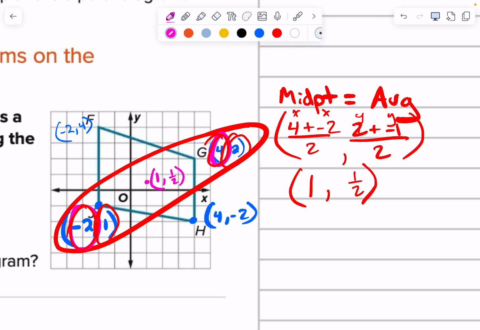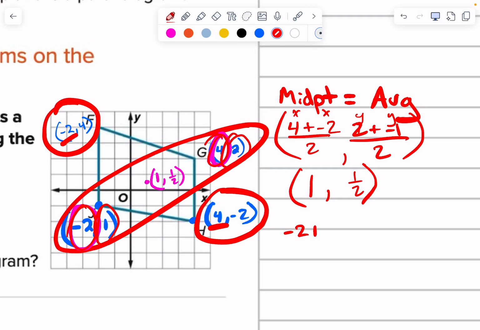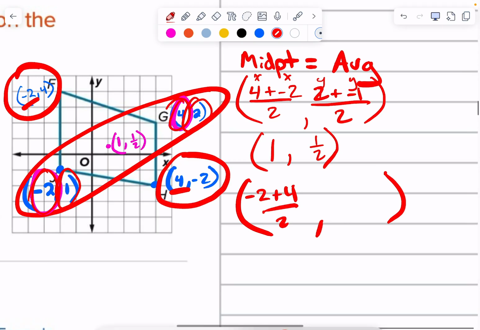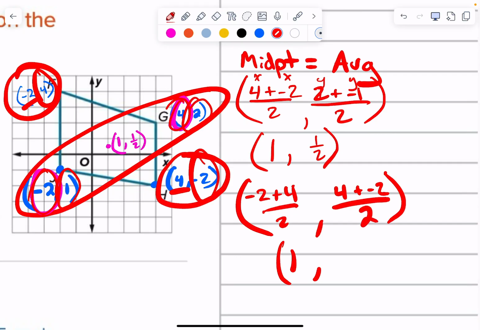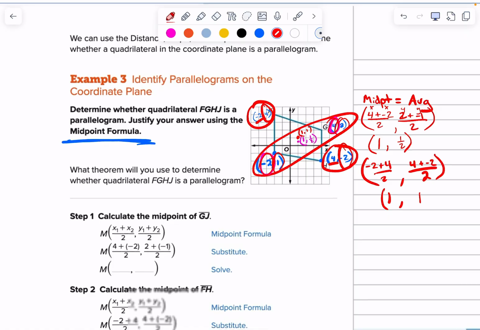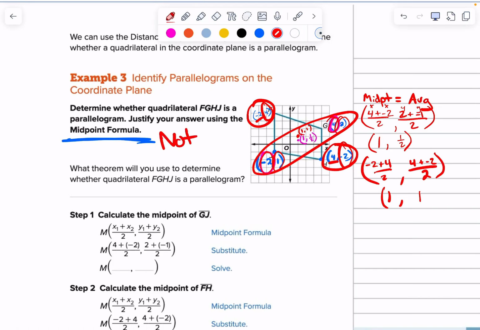Now we want to test the other diagonal and see if it is also the same. So I'm going to do negative 2 and 4. If I take negative 2 plus 4 and divide by 2, that's 1 comma, 4 and negative 2. 4 plus a negative 2 is also 2 divided by 2, which is 1. So that one is at 1, 1. So they do not have the same diagonal midpoint, which means not a parallelogram.